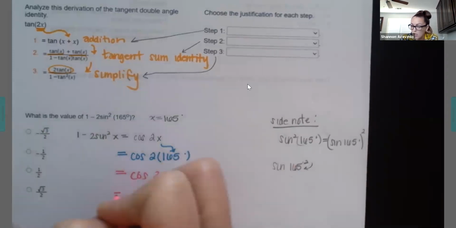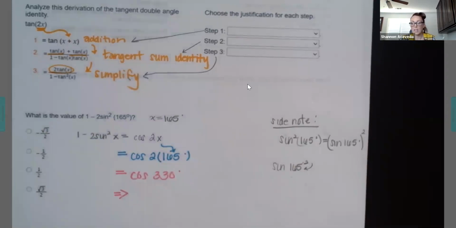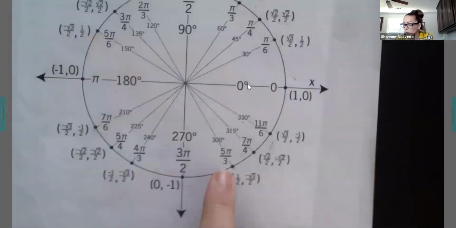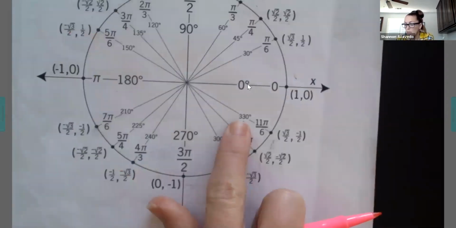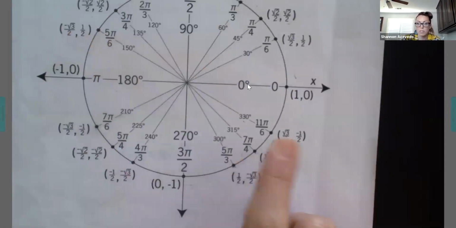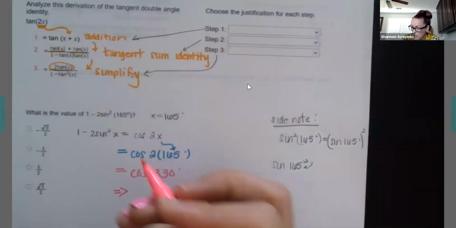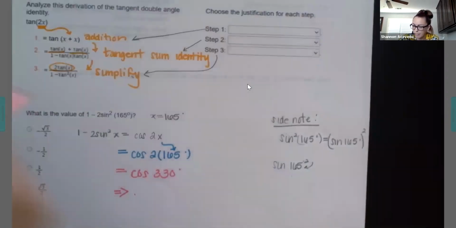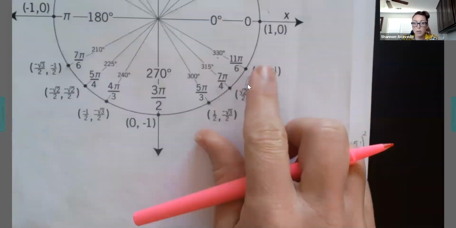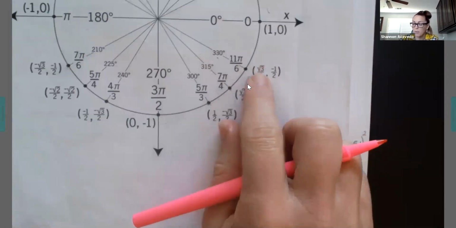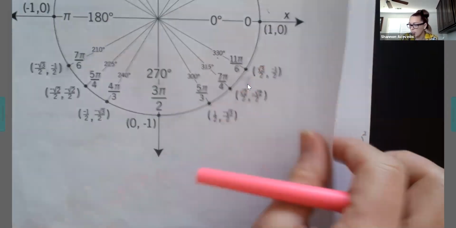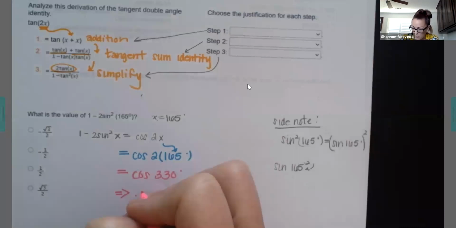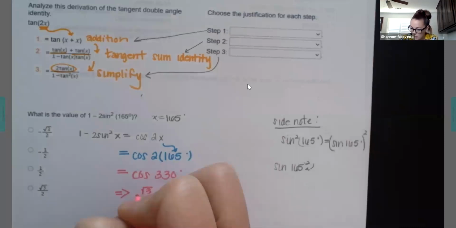And I go to my unit circle, and I look at 330 degrees, my cosine value is the square root of 2 over 2. Sorry, I said square root of 2 over 2, it's square root of 3 over 2. So this is going to be just the square root of 3 over 2.